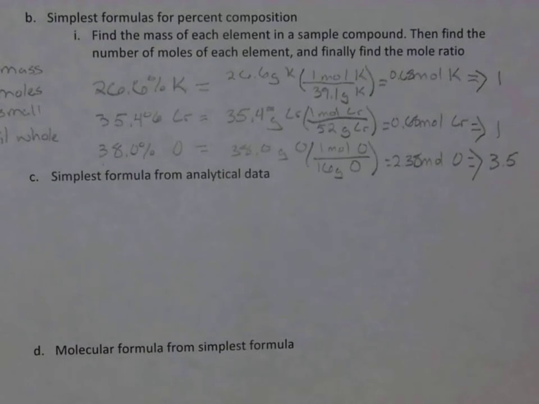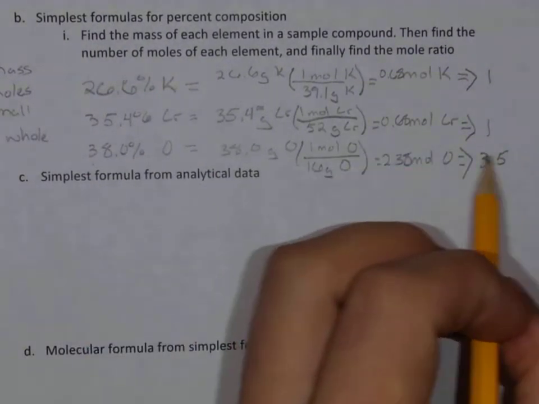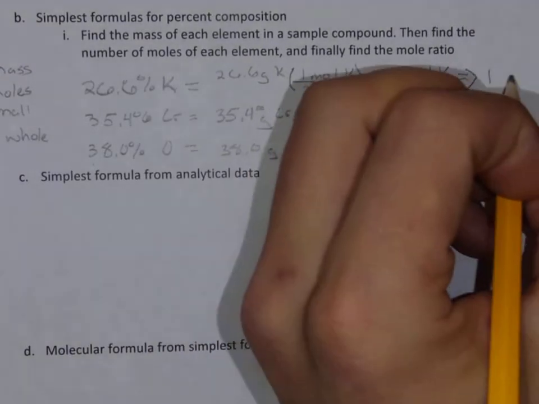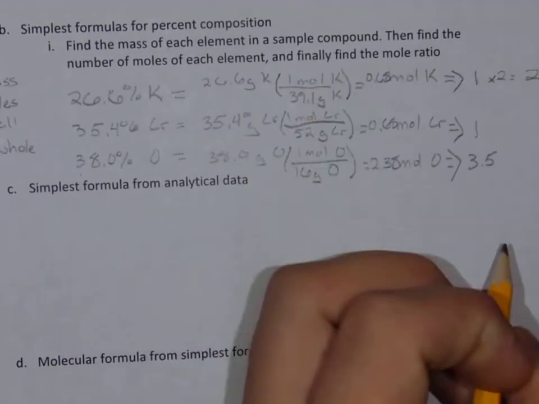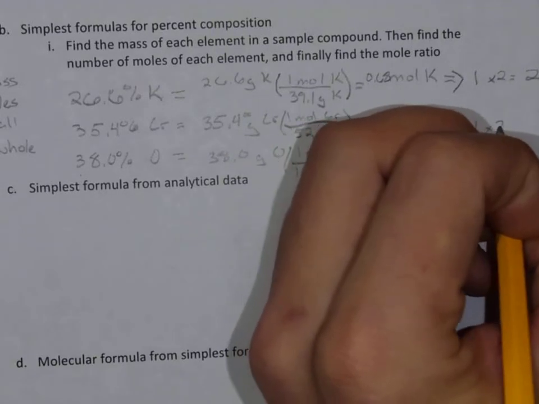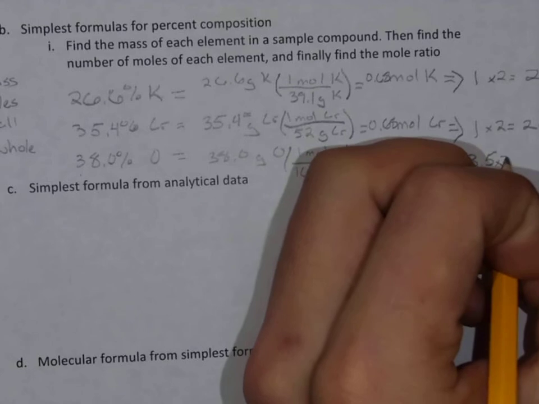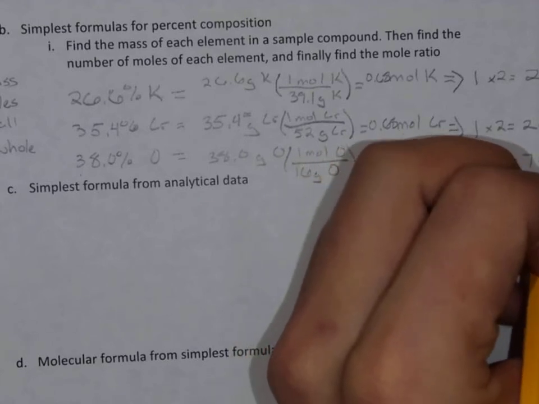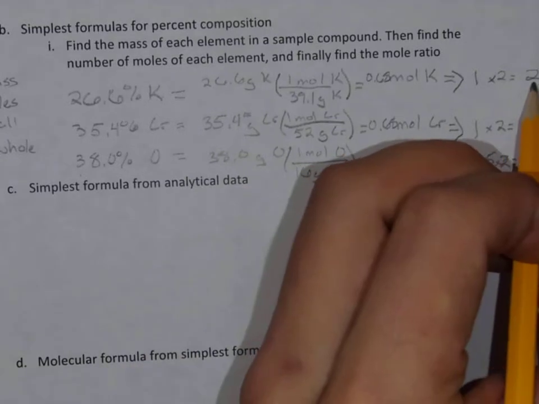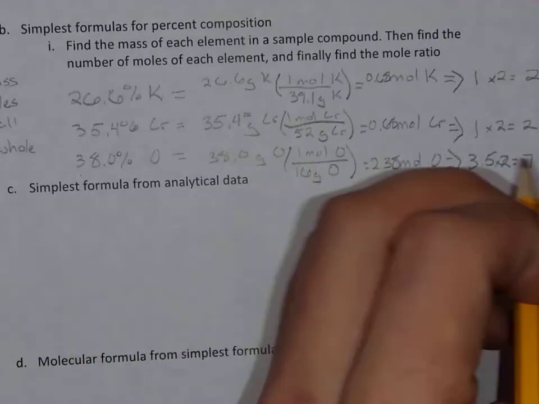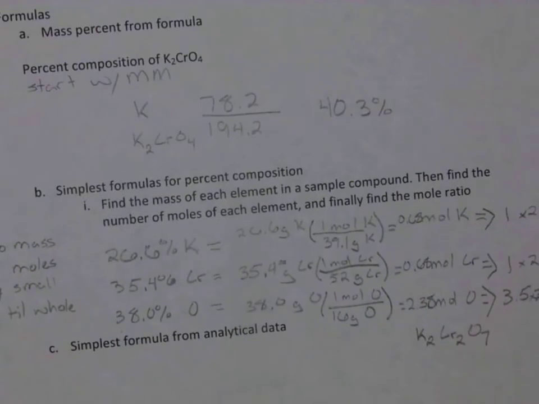This is where we need to multiply to a whole. Sometimes, if you've got all whole numbers, it's easy. You don't have to do anything. But I need to multiply to a whole. So to get 3.5 to a whole number, I need to multiply each of these by 2. I have 2 potassium atoms, 2 chromium atoms, and 7 oxygens. So my formula is going to be K2Cr2O7. I've got potassium dichromate.